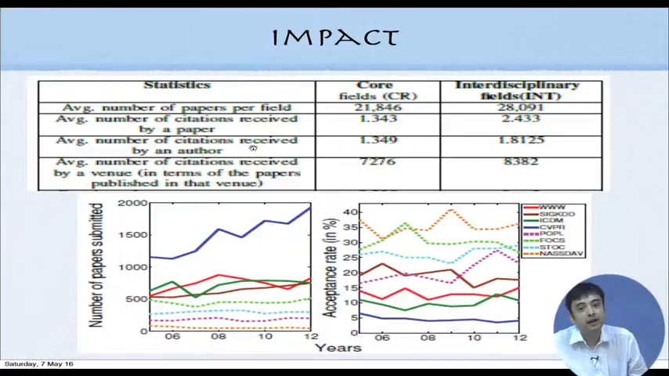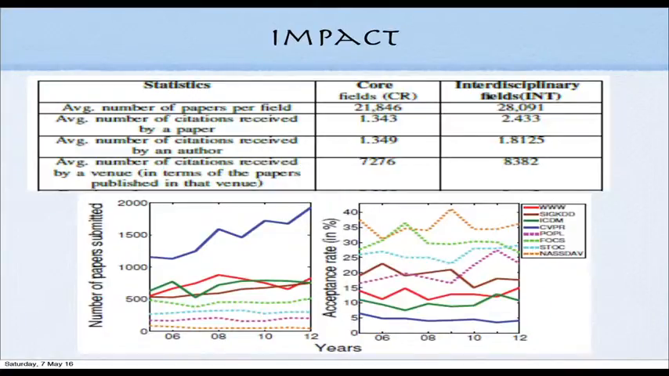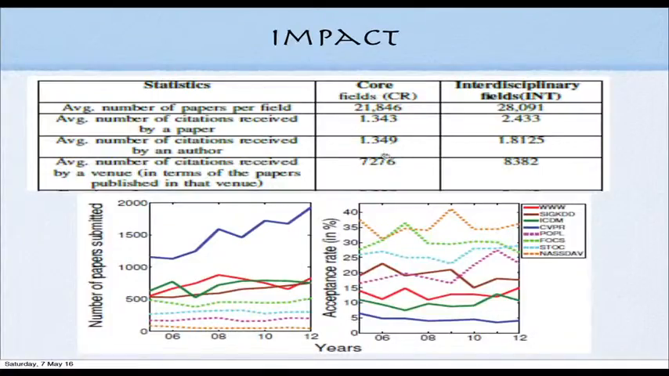So you can look at the average number of citations received by every paper in a field or every author in a field. From the author perspective, that also is actually higher for interdisciplinary authors than the core authors. And if you see the average number of citations received by a venue in an interdisciplinary field, so interdisciplinary venues are conferences where interdisciplinary research is published, okay, whereas core venues are places where core areas of computer science research is published, okay.